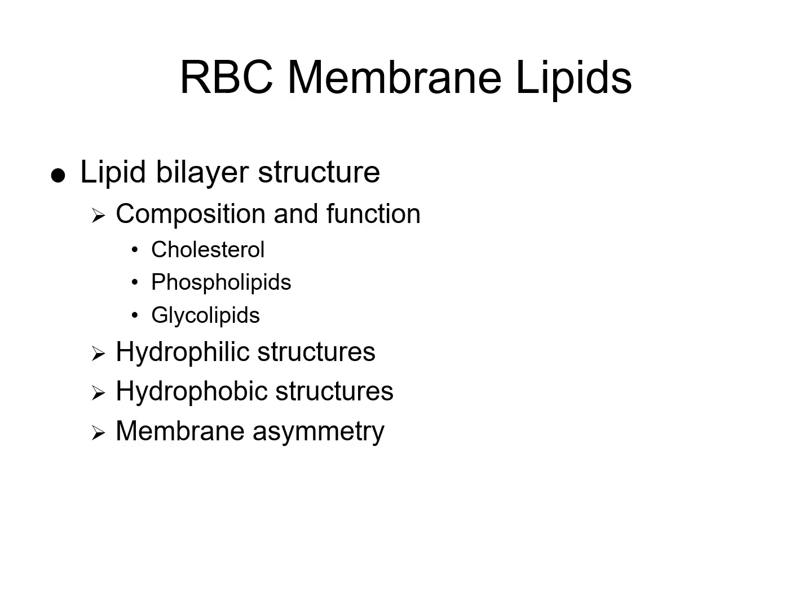The red blood cell membrane lipids. So there is a lipid bilayer structure of a red blood cell membrane. The red blood cell membrane is a fluid lipid bilayer that provides structural integrity, flexibility, and selective permeability, which is essential for the red blood cells to function.